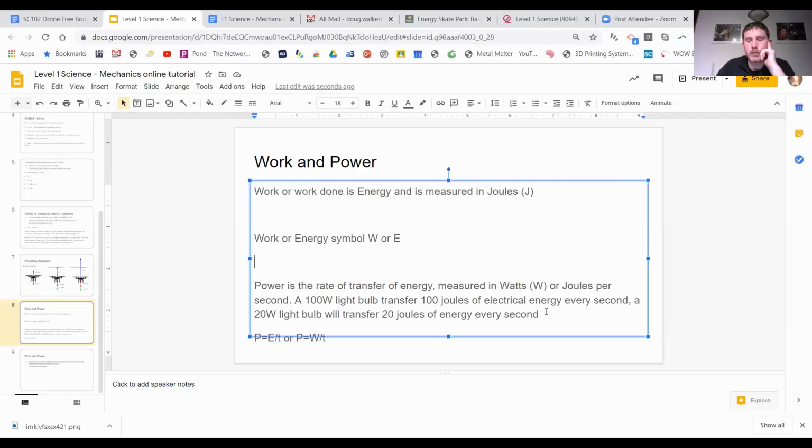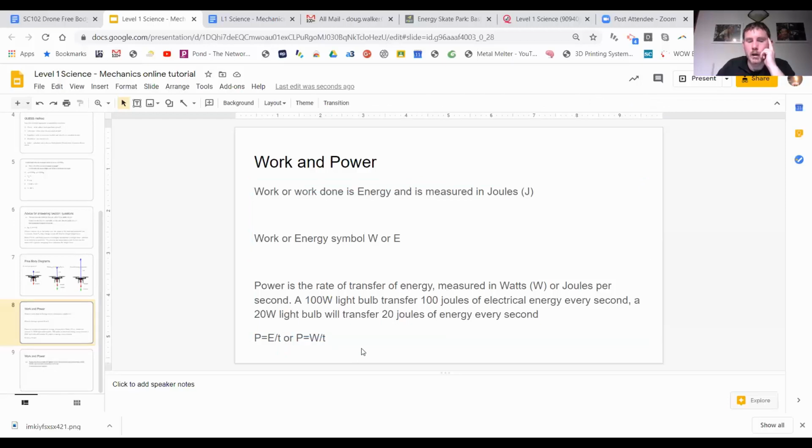If I then worked out how long it took me to do that, if I did it in half a second, then I could use my energy, which was 830 joules, divided by time, which was half a second, which would mean that my power would be somewhere in the region of 1660 watts. Realistically, it's probably not going to be that high.